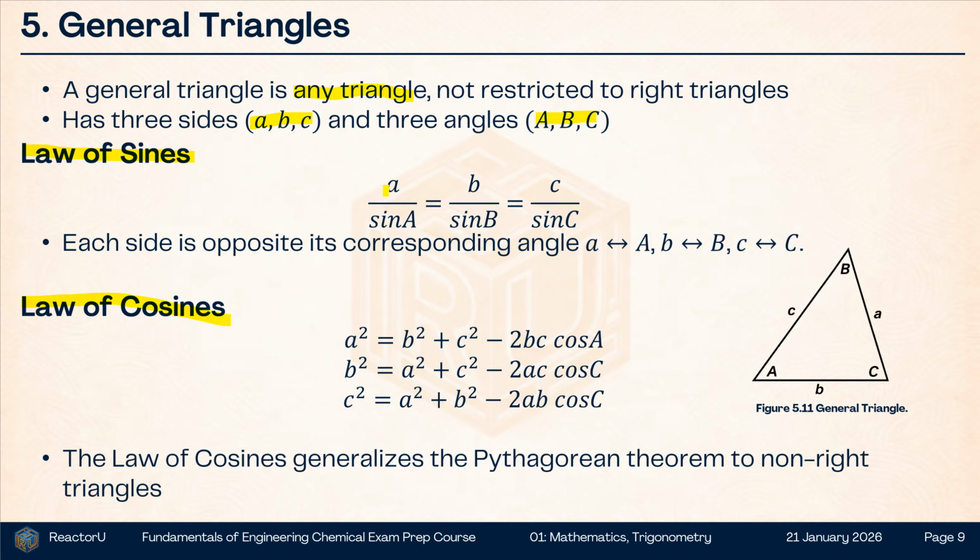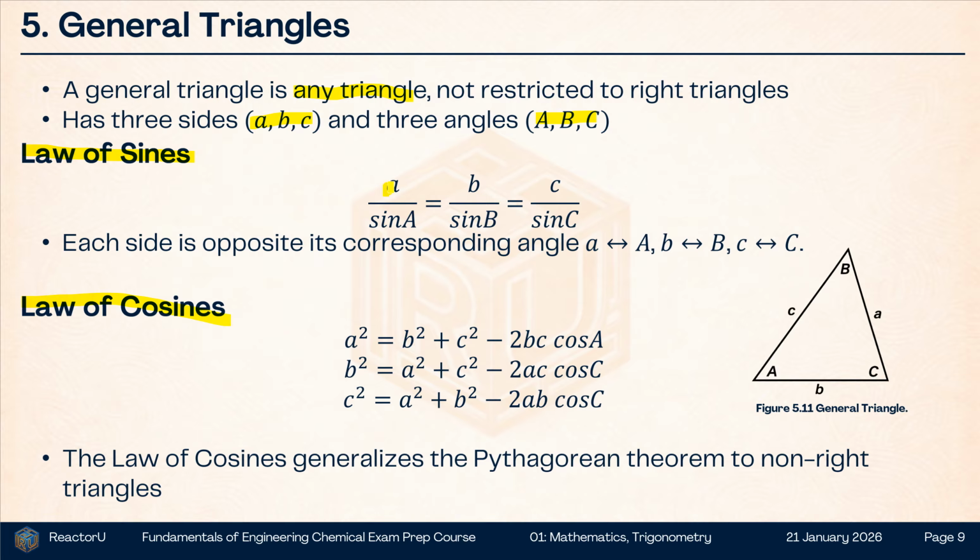Now let's move into general triangles. A general triangle is any triangle, whether it's a right triangle or not. It has three sides, a, b, and c, and three angles, capital A, capital B, and capital C. And two laws apply here, the law of sines and the law of cosines.